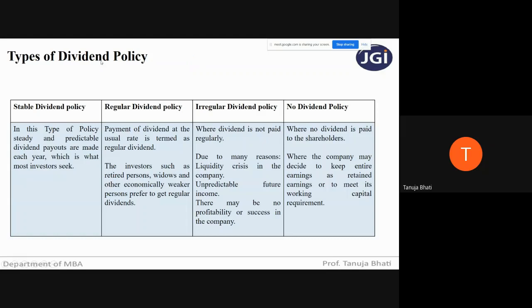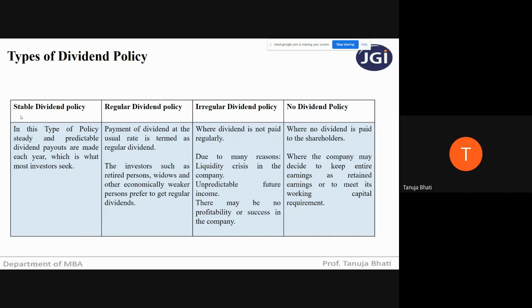Next, types of dividend policy. You have stable dividend policy, regular dividend policy, irregular dividend policy, and no dividend policy. Now, suppose the company is having a stable dividend policy, what does that mean? In this type of policy, steady and predictable dividend payments are made each year, which is what most investors see. Students, if I am investing in a company, I will always want a stable dividend, meaning a fixed, constant dividend. This is what most investors look into while investing in a company.